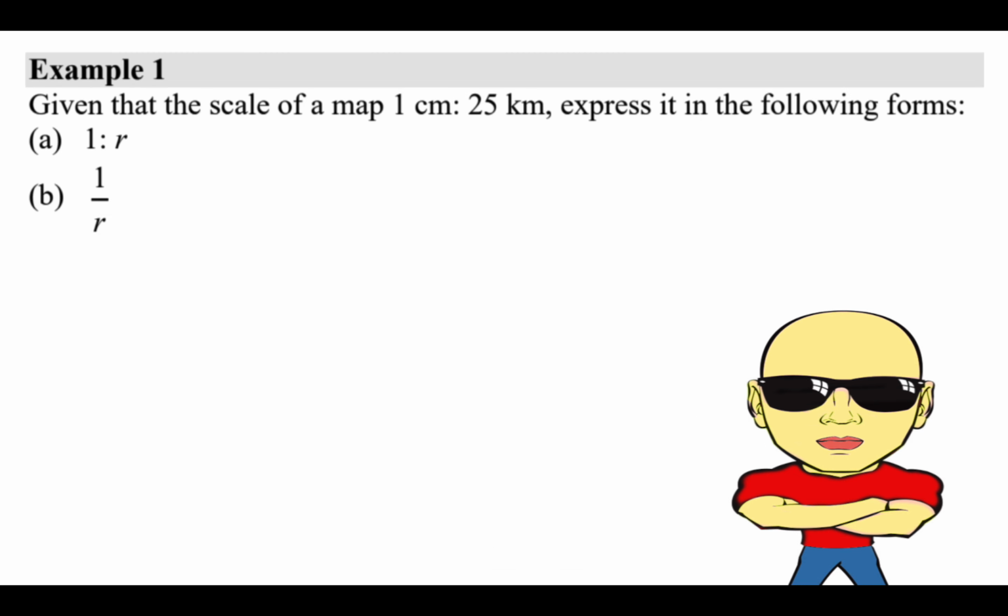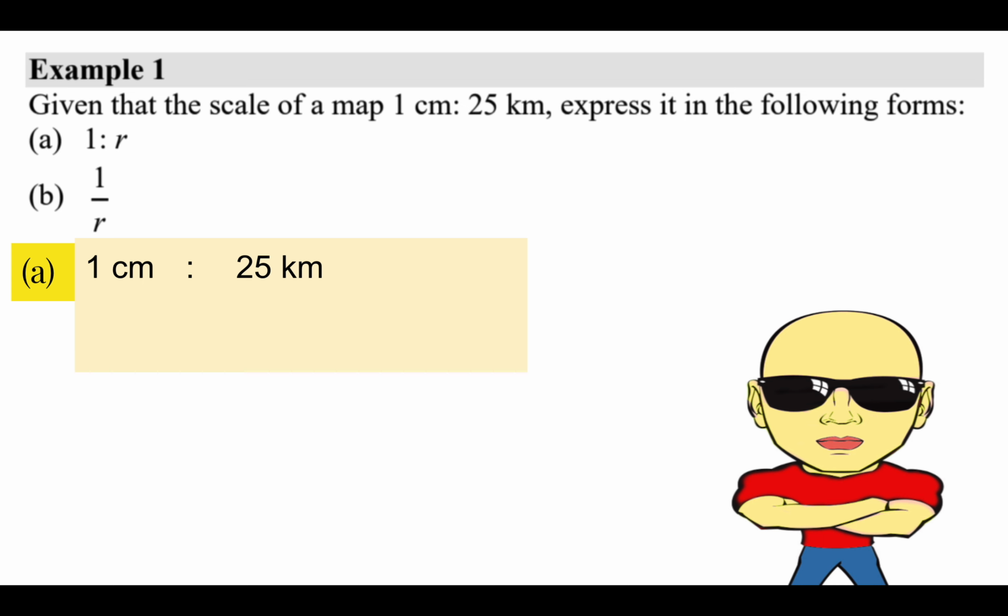So here we go. Example 1. Given that the scale of a map is 1 centimeter to 25 kilometers, express it in the following forms. In part A, they want us to express it in terms of a ratio, and in part B as a fraction. So let us begin by expressing it as a ratio.